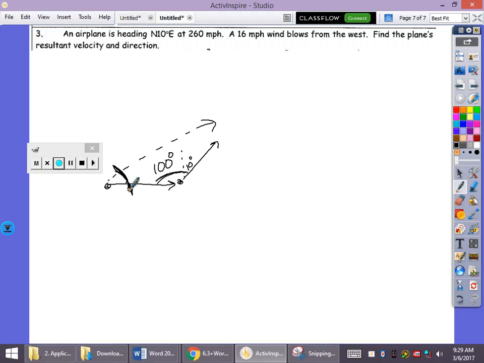Yes. Okay, it says 10 degrees east of north. So I had a north line, and I shifted 10 degrees. So right here, this is 90 degrees, and the line's an additional 10 degrees. 90 plus 10 is 100. Homework is 3 and 4.